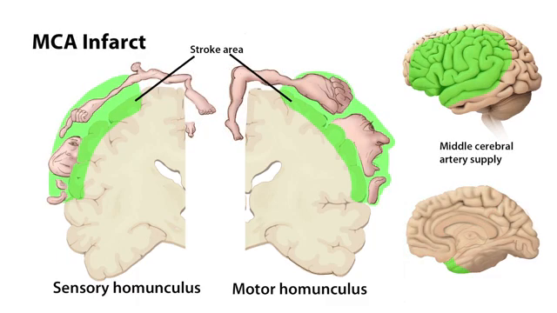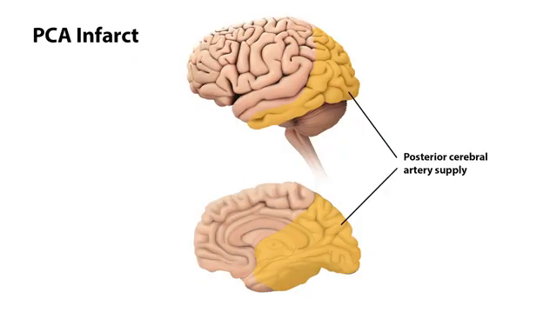Now, we said the middle cerebral artery is a big artery that supplies blood to a big area of the cortex, basically the entire lateral aspect of the primary motor cortex and the primary sensory cortex, and even Broca's area. So an MCA stroke is going to affect motor control and sensation of the face and the hand, and it may cause some aphasia. We're going to talk about aphasia a little bit more in a moment. And then the posterior cerebral artery supplies the occipital lobe. So a PCA stroke will be associated with visual defects because that's where the visual cortex is found.